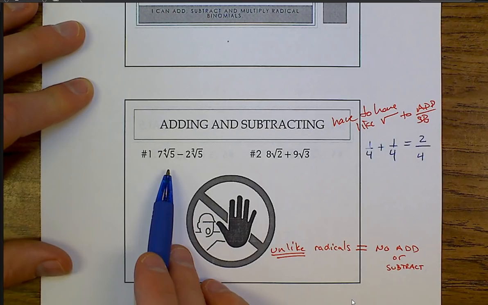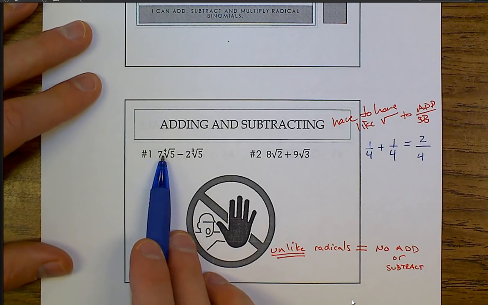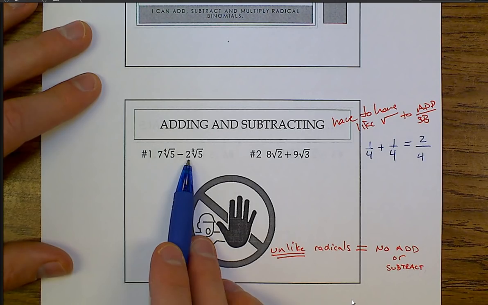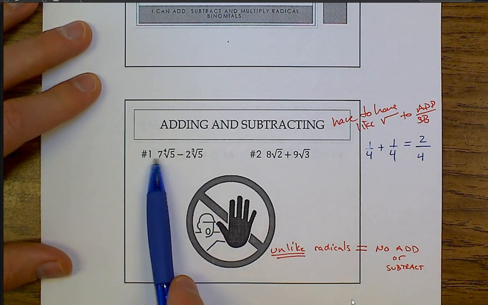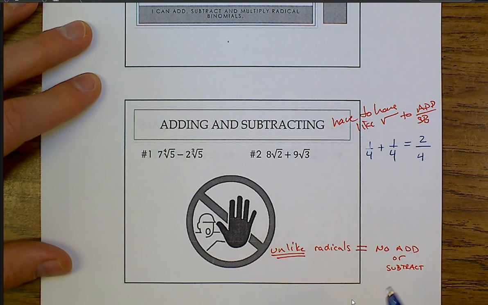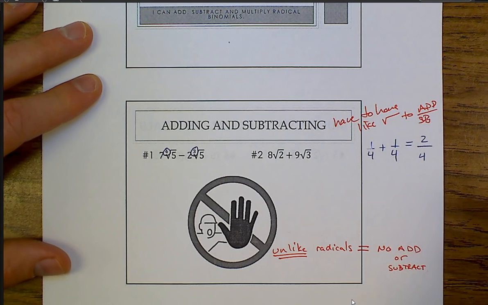It's very similar here. If you have 7 times the 4th root of 5 minus 2 times the 3rd root of 5, we can't add these together because they're not like radicals. Why are they not like radicals? Because you have a 3 here and you have a 4 here. We can't add those together.